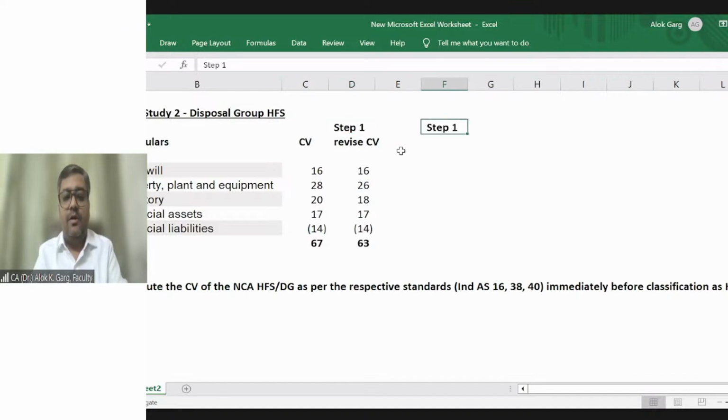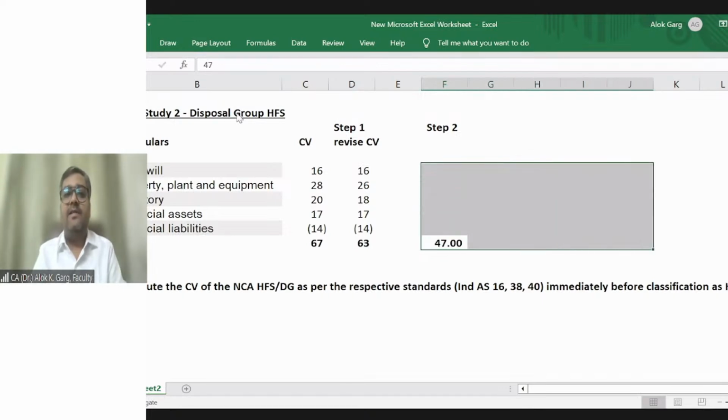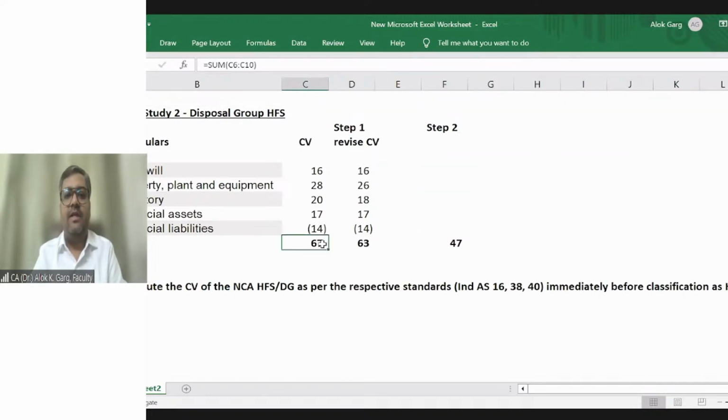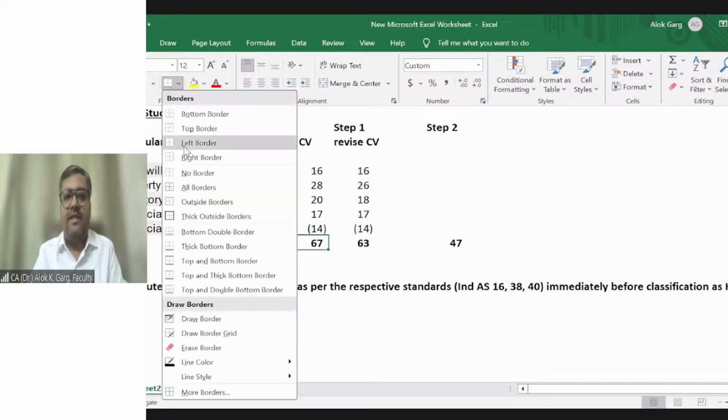What is my step number 2? Compute fair value less cost to sell. Fair value less cost to sell is given in the question. What is that? 47 million. Is that given in the question? Yes, 47 million is given. The total is given in the question. Now, what is the impairment loss?